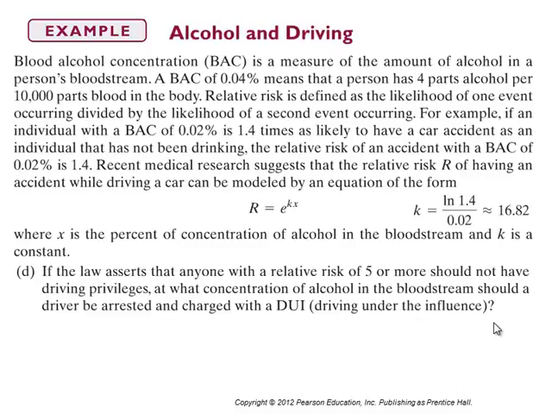Suppose that we've got a state law that says anyone with a relative risk of 5 or more should not have driving privileges. So what would our blood alcohol content need to be in order to have a relative risk of 5? So you just set your function equal to 5, like you see here, and then solve for x, just like you did in the previous problem. So take natural log of both sides, divide both sides by 16.82, and x works out to be about 0.096.